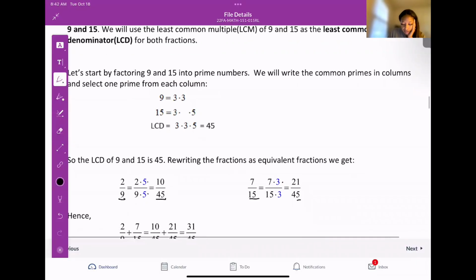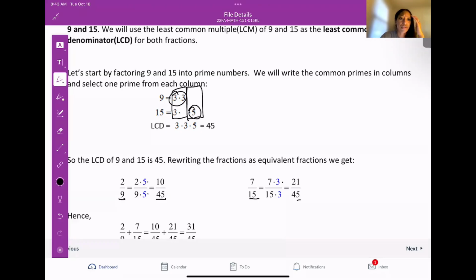When we say line up things, it means literally line up the 3s, line up the 5s. That gives us 2 different columns. You need to select some 3s and some 5s. How many? The maximum number of times the factor appears in the factorization in each column. So we have 2 3s versus 1 3. We take 2 3s. We have 0 5s versus 1 5. We'll take 1 5. You have to do this for every column for each factor that you have.